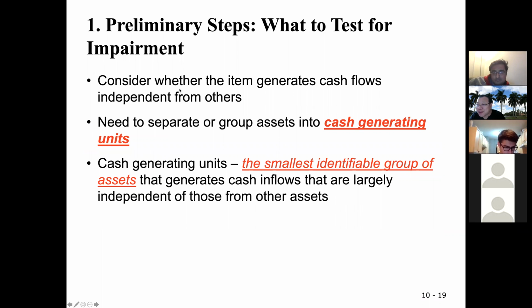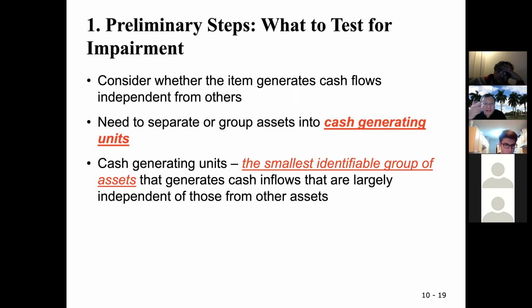Now let's talk about the first stage, okay? Now you see why I'm doing this. First step is what to test for impairment. Like I said, you don't test impairment on cash, right? Cash is a current asset, right?